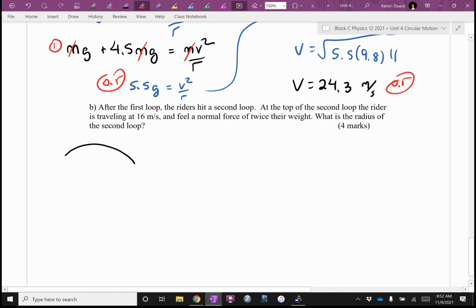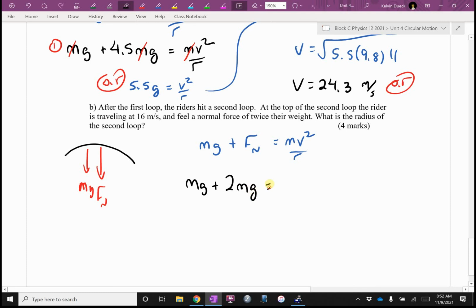I'm going to argue in B. I think the free body diagram is the same. We have normal force and gravity pointing down. Okay, we want to get the r by itself. So it's going to be mg plus normal force equals mv squared over r, and this time they said the normal force is equal to 2 mg's. Again, little kids and grown-ups can ride this. That's good.